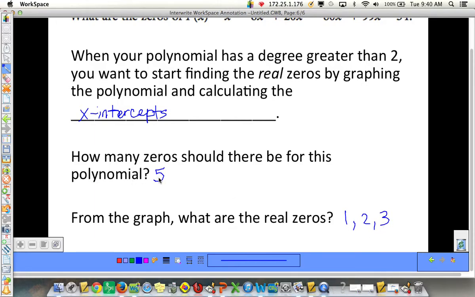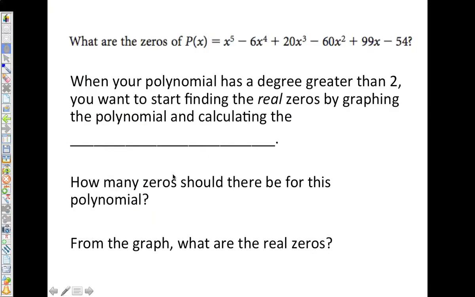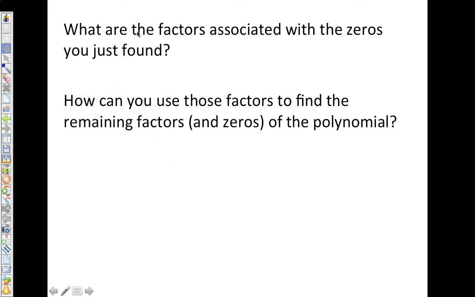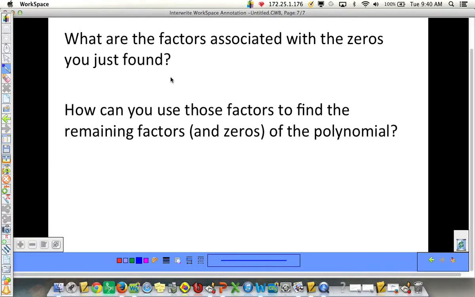Now, there should be 5 zeros, so we have to figure out what are those other 2 zeros. Thinking about what we did yesterday, we're going to use these zeros to break down our polynomial, divide it so that we break it down to a quadratic. That's our goal. So what are the factors associated with the zeros you just found? Well, for when x is 1, the factor would be x minus 1. The second zero we got was 2, so the factor would be x minus 2. And the third zero we saw was 3, so we would use x minus 3 for our factor.